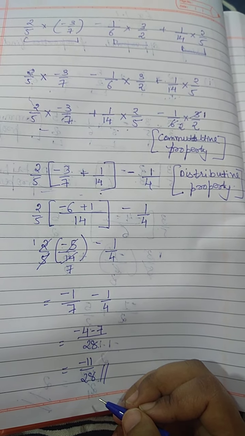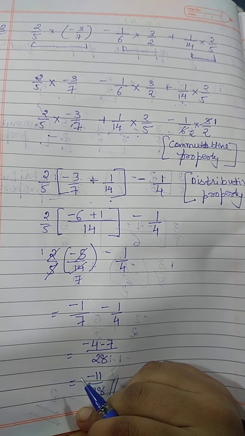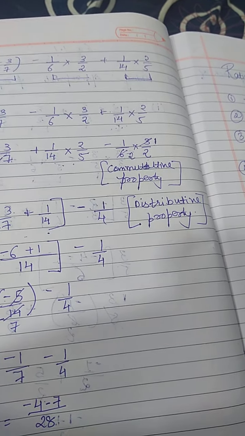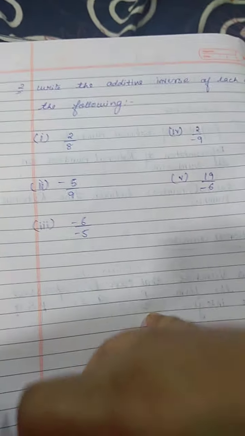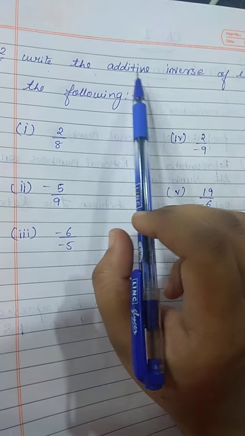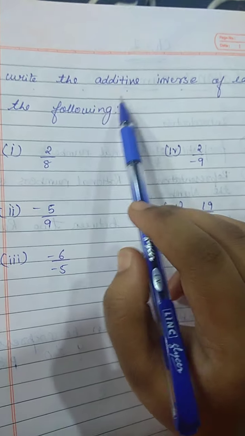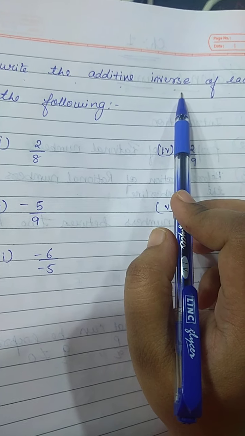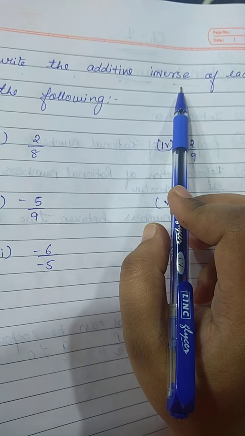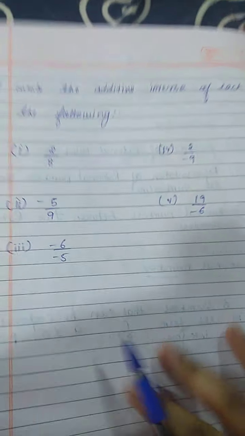So we have completed exercise 1.1 first question using the property. Now we'll do the second question of the same exercise, that is write the additive inverse of each of the following. So additive inverse means negative of the number. So if the number is positive, its additive inverse is negative. If the number is negative, its additive inverse is positive.